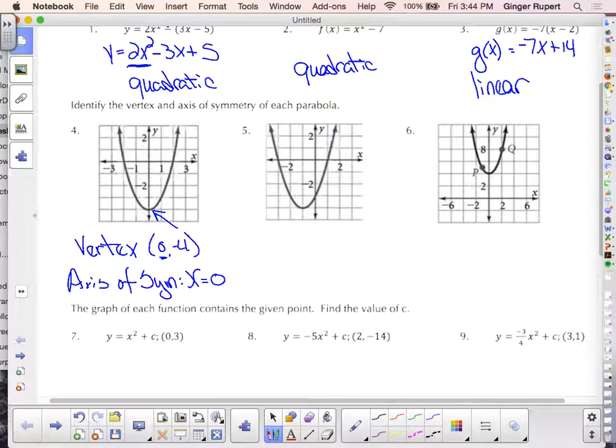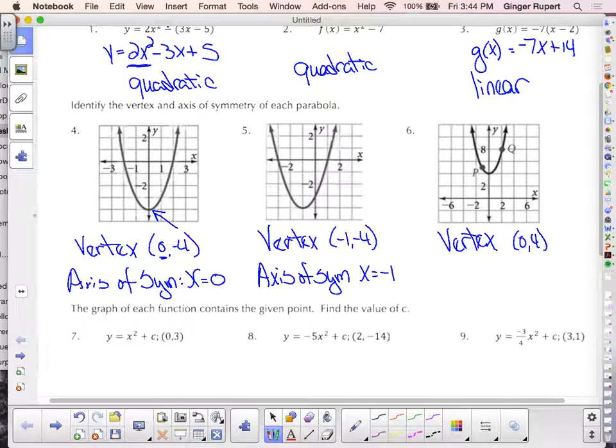Number 5, the vertex falls at negative 1, negative 4. That means my axis of symmetry is at x is equal to minus 1. Number 6, my vertex falls at 0, 4. And the axis of symmetry will be the y-axis at x equals 0.